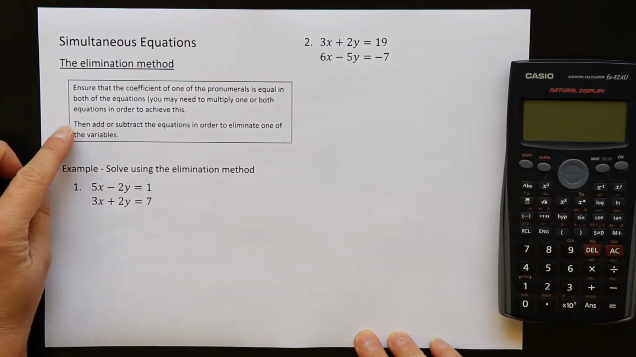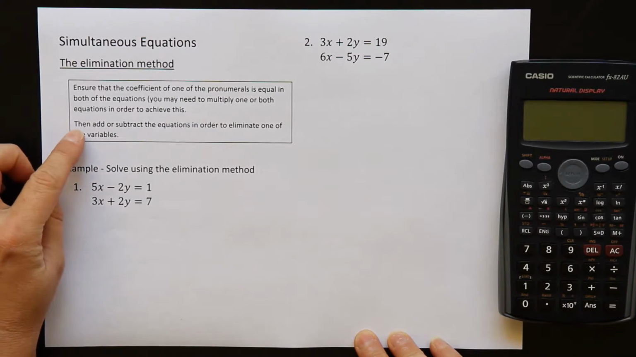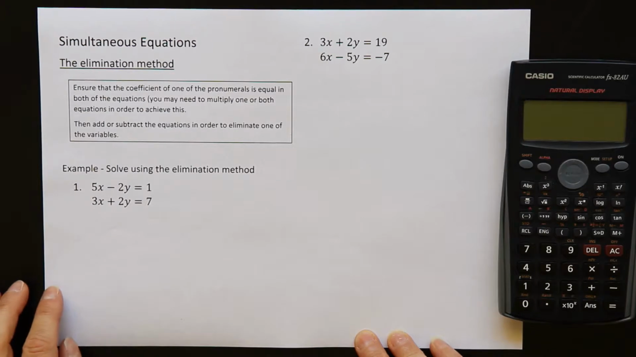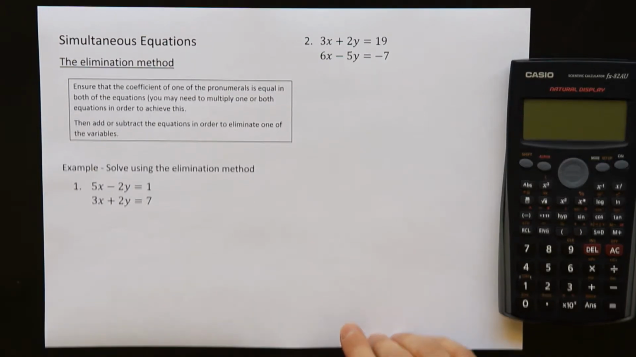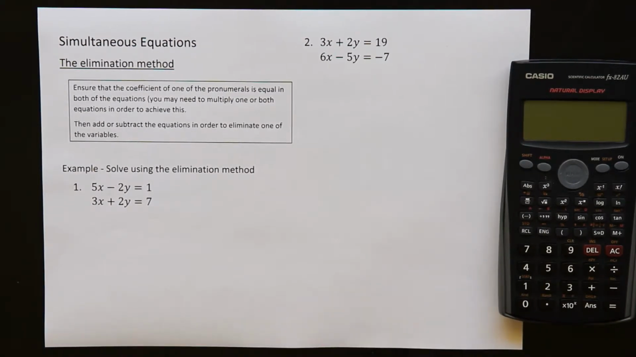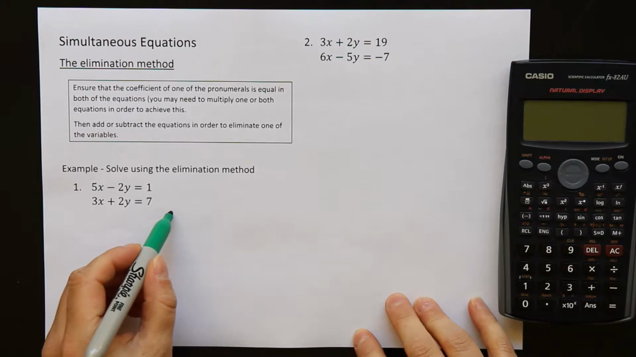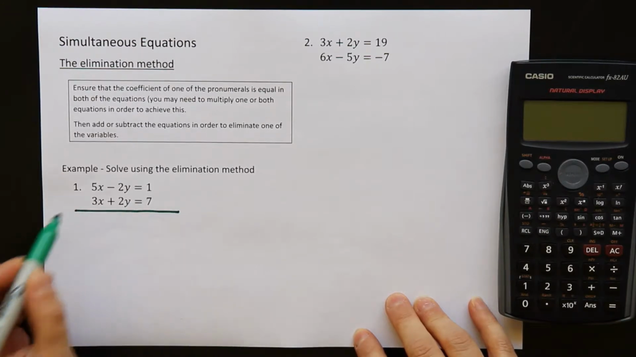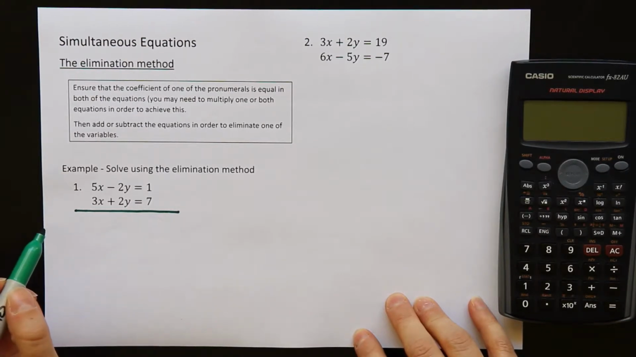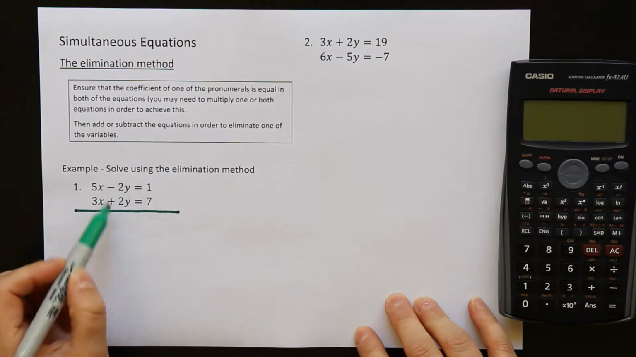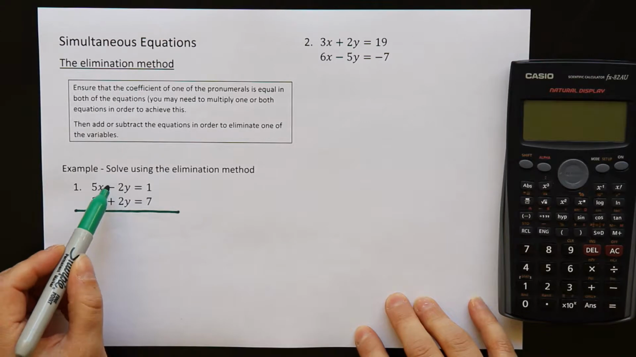Then the next step is to add or subtract the equations in order to eliminate one of the variables. Let me show you how this is done. We look at our equations and we see that we have 2y in both of the equations. Now we want to treat this like one big addition or subtraction problem. So you want to eliminate the y's by either adding or subtracting.